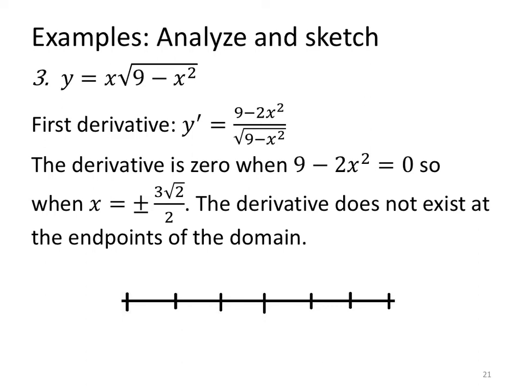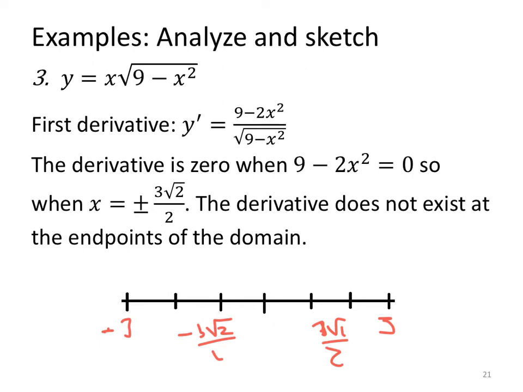So I'm going to put my endpoints, -3, 3, -2.1, which I'm going to cleverly call -3 square root of 2 over 2, and positive 2.1, which I'm cleverly going to call 3 square root of 2 over 2.